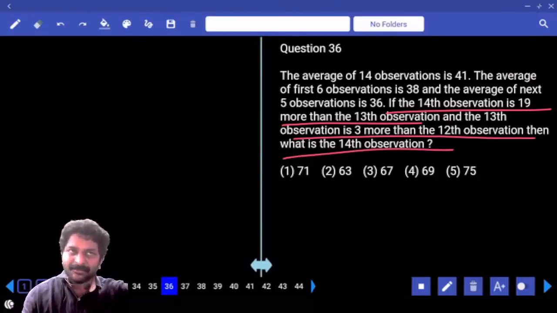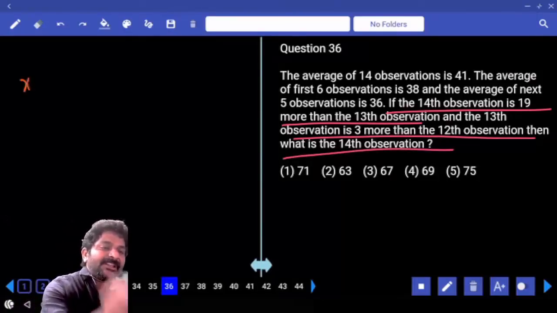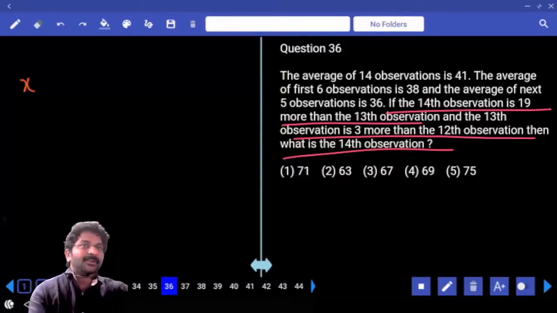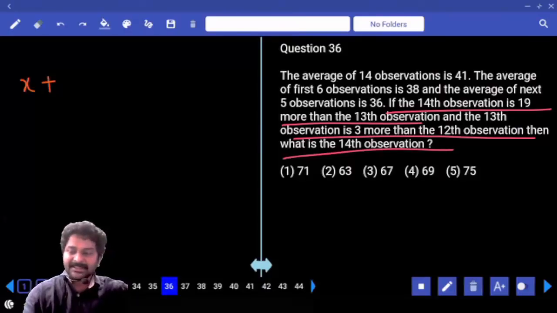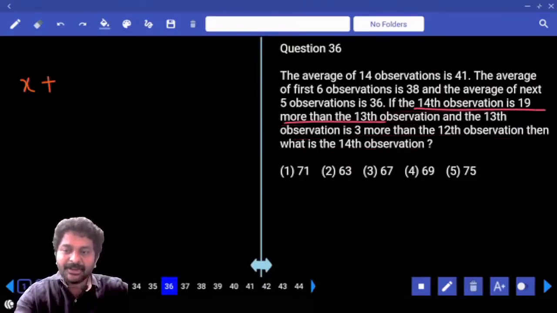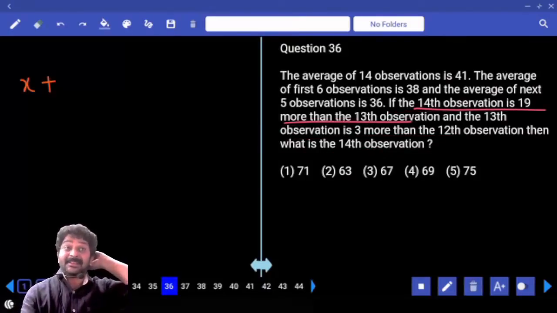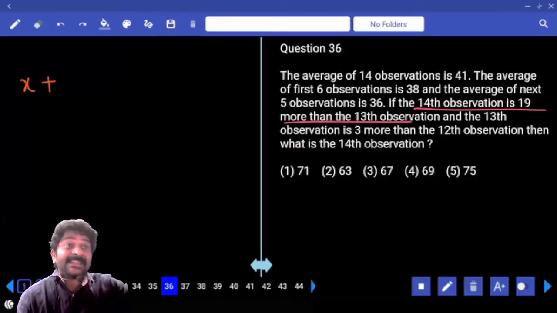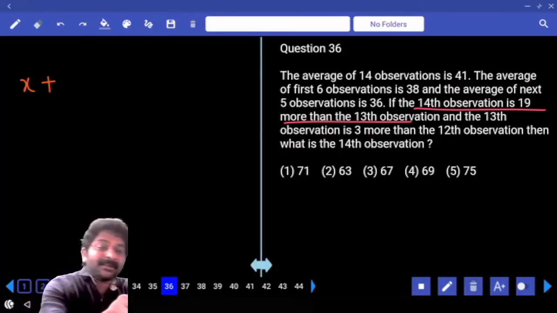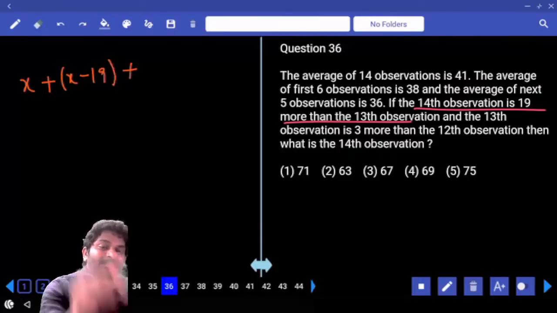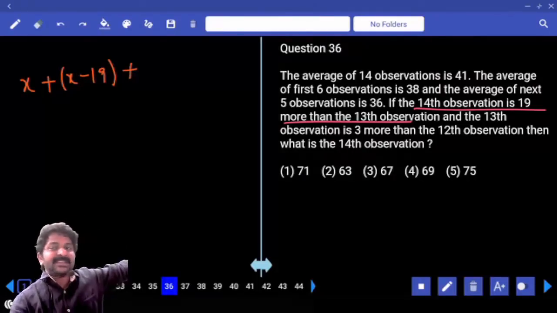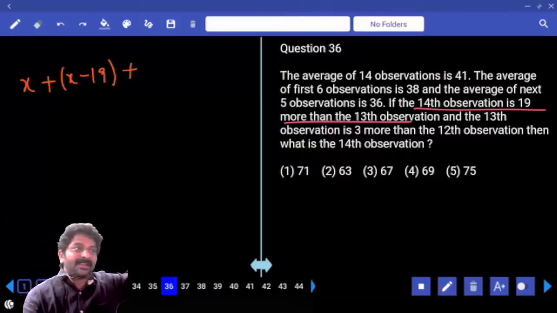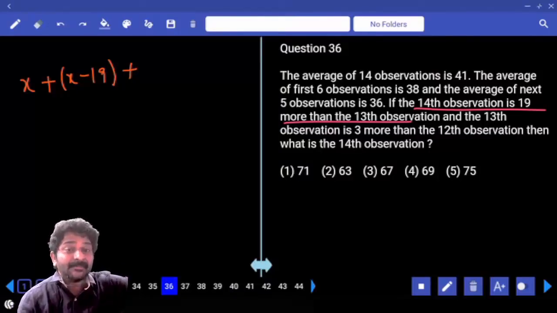Right. As your question is about the 14th number, let me take my 14th number as x. And you know that 3 numbers are missing. Am I right? 14th number x. 13th number: observe this comparison. 14th number is 19 more than the 13th number. Then 13th number will be 19 less than the 14th number. That means x minus 19. How many numbers are missing? 3 numbers. What is x? 14th number. And now we have to write the 12th number.